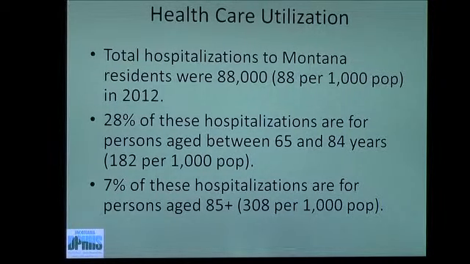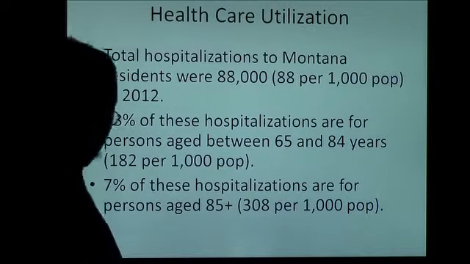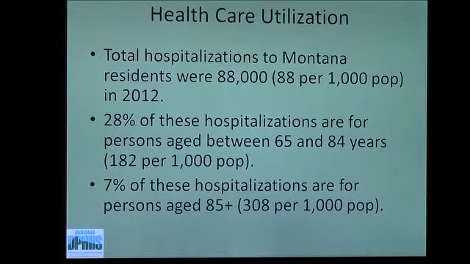Okay, just a couple things. So total hospitalizations in 2012, 88,000, 88 per 1,000 population total. 28% of those were for people aged 65 to 84, and 7% of those were to people aged 85 plus. So this group right here, about 35%. And if we think about that from an economic perspective, those are a group that's going to be picked up by the working people, poor working people like me, for the next 40 years.